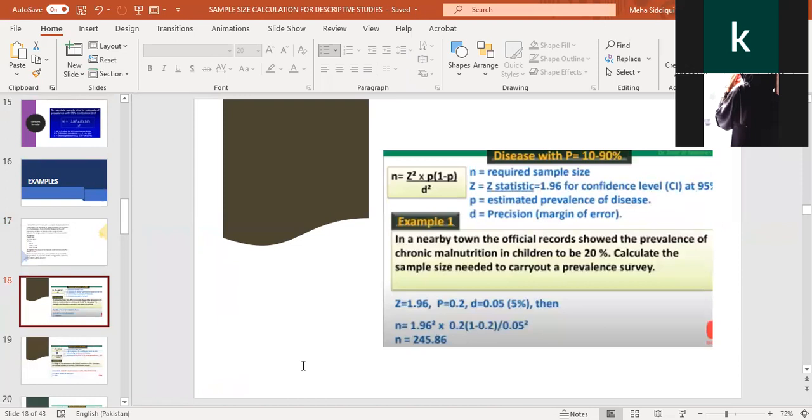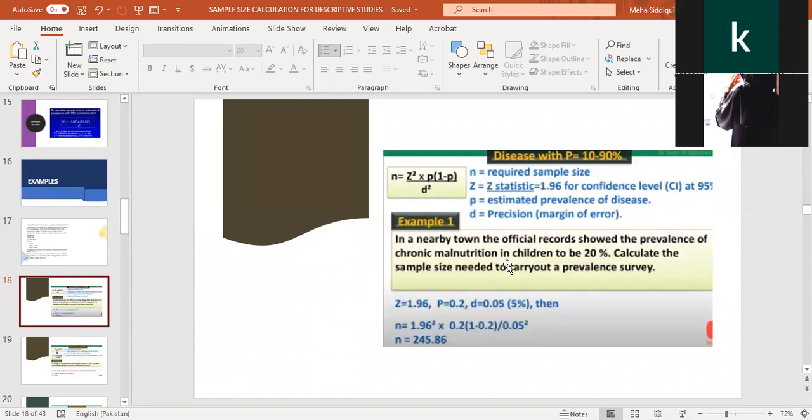Now, there are different scenarios based on the different prevalence rate. Here we are discussing when the prevalence of disease is 10 to 90%. Here again, we are using the same formula. Example is, in a nearby town, the official record showed the prevalence of chronic malnutrition in children to be 20%. Calculate the sample size needed to carry out a prevalence survey.